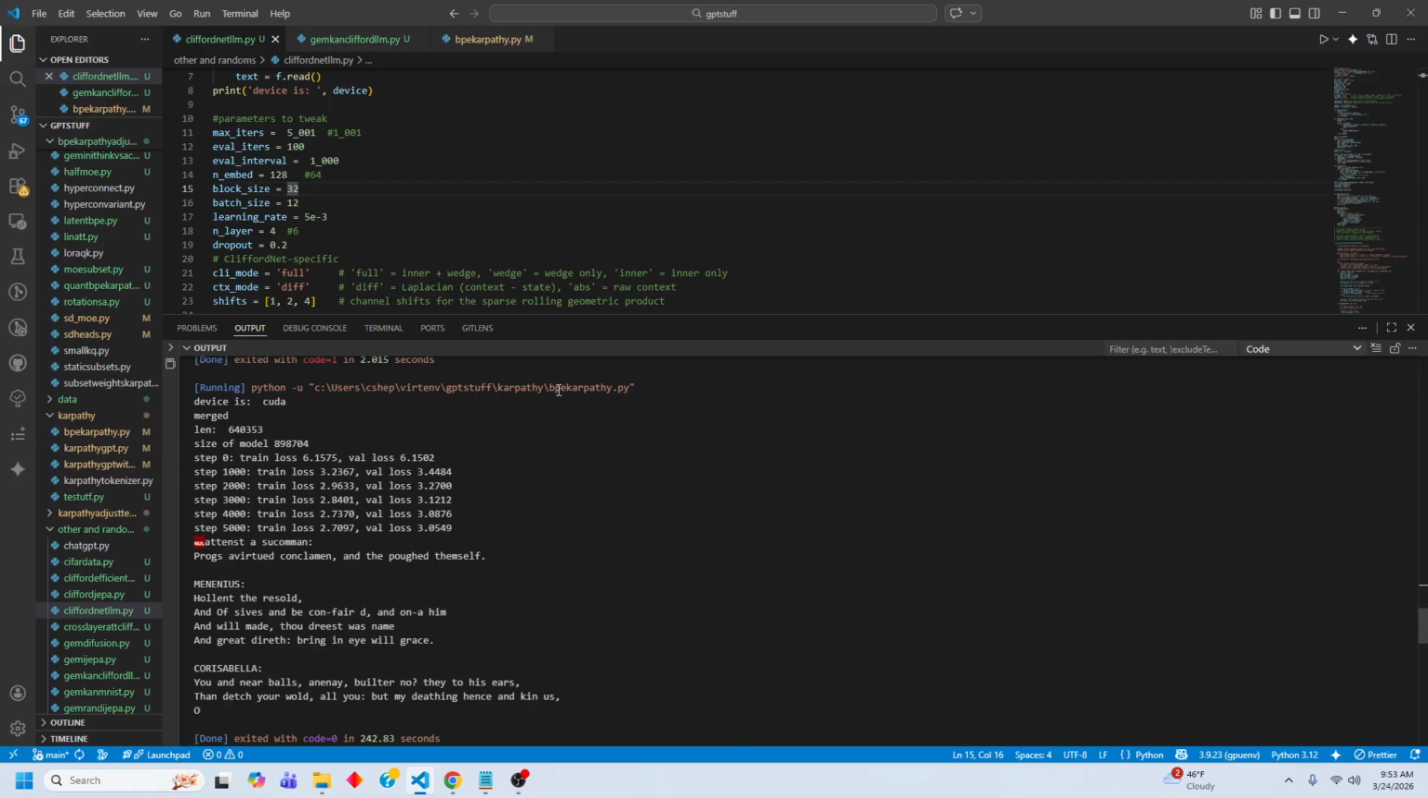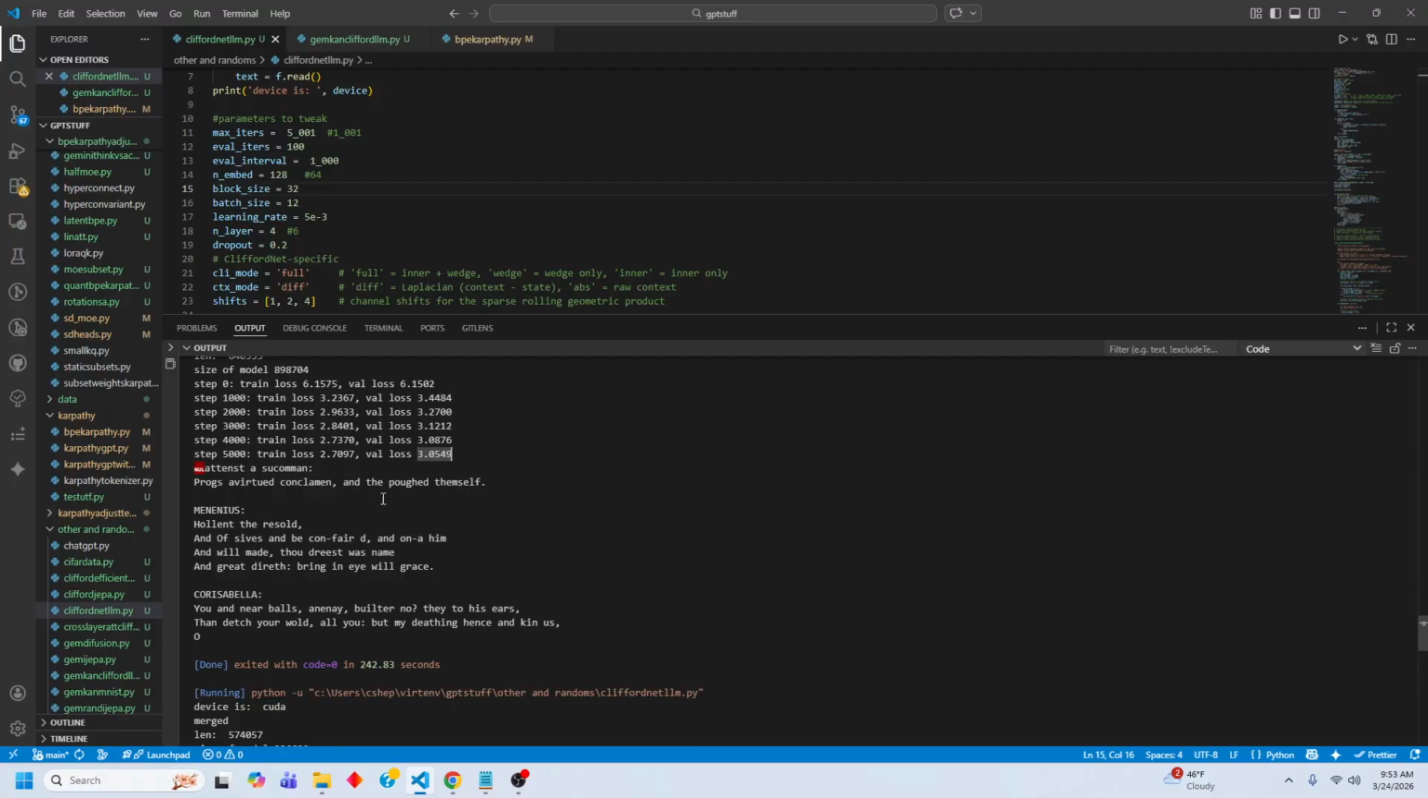The standard BPE with these parameters made almost 900,000 parameters, and this is the loss. It gets down to 2.7 for the training and 3.05 for the validation. You can see it's coming into sounding like words. Some of these seem like actual words, and then D is not.